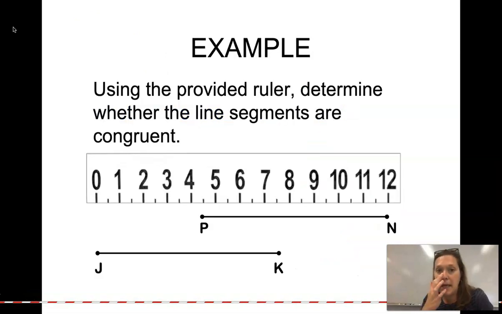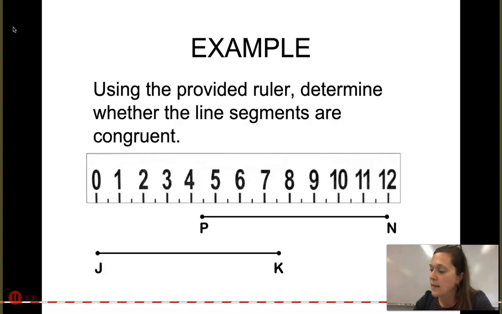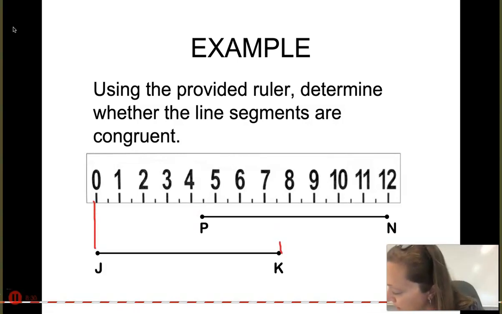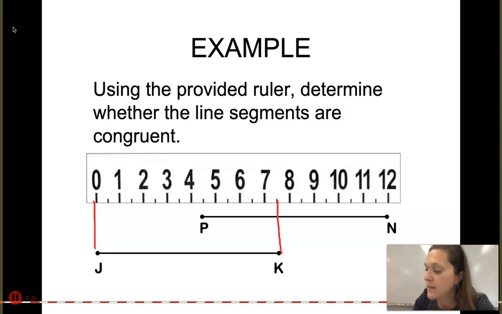Okay, so here looking at this example, using the provided ruler, determine whether the line segments are congruent. So using our ruler postulate, let's go ahead and find the lengths. J to K, J matches up with 0. It looks like K is about at 7.5. So that puts that at 7.5 units.